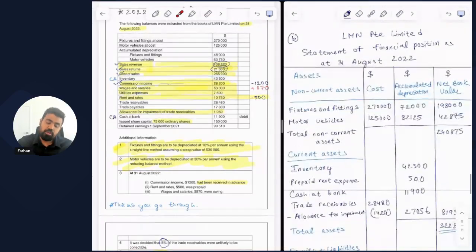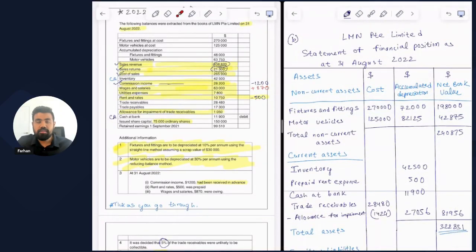Now let's look into the balance sheet, which is also known as the statement of financial position. So starting with the formalities, you need to write the Element Proprietary Limited statement of financial position as of 31 August 2022, and then you start with 3 columns.